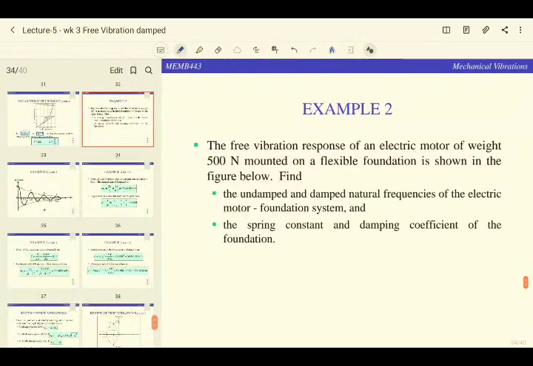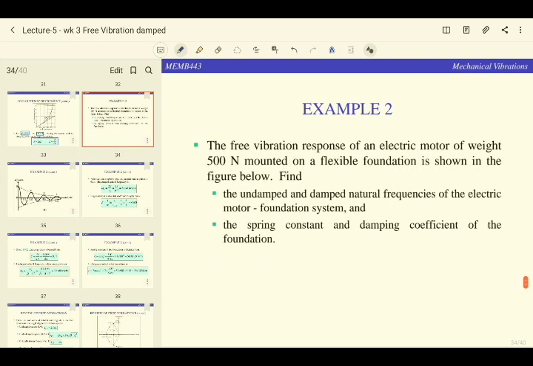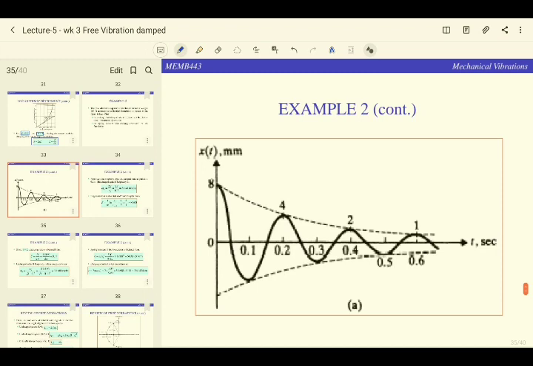So in example 2, you have a free vibration response, an electric motor weighing 500 Newton, mounted on a flexible foundation. You want to find the undamped and damped natural frequency. Take a look at this figure, and you can get some information there. They want to find the undamped and damped natural frequency of the system. From this figure, you can see these are all the values of x1, x2, x3.